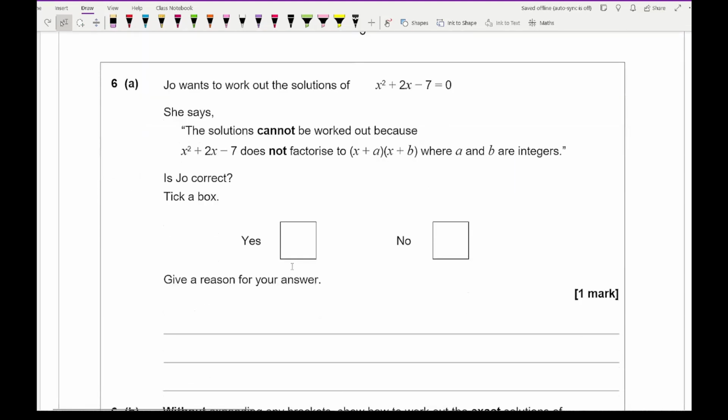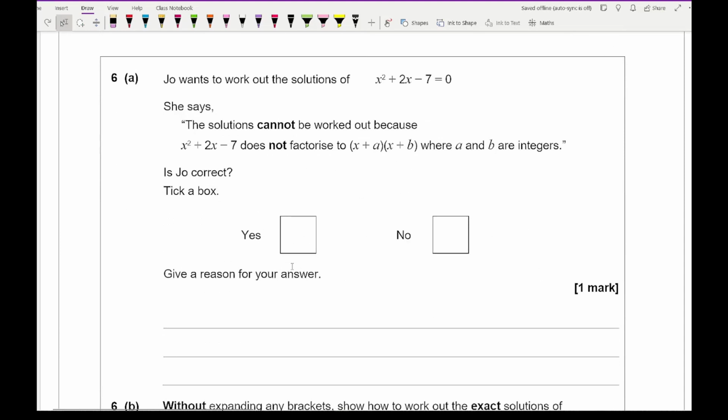Moving on to question 6a, it says that Joe wants to work out the solutions of x squared plus 2x minus 7 equals 0. She says that solutions cannot be worked out because x squared plus 2x minus 7 does not factorize to x plus a, x plus b, where a and b are integers. Is Joe correct? Well, she's correct in the fact that it doesn't factorize, but she's not correct in the fact that there's no solutions.